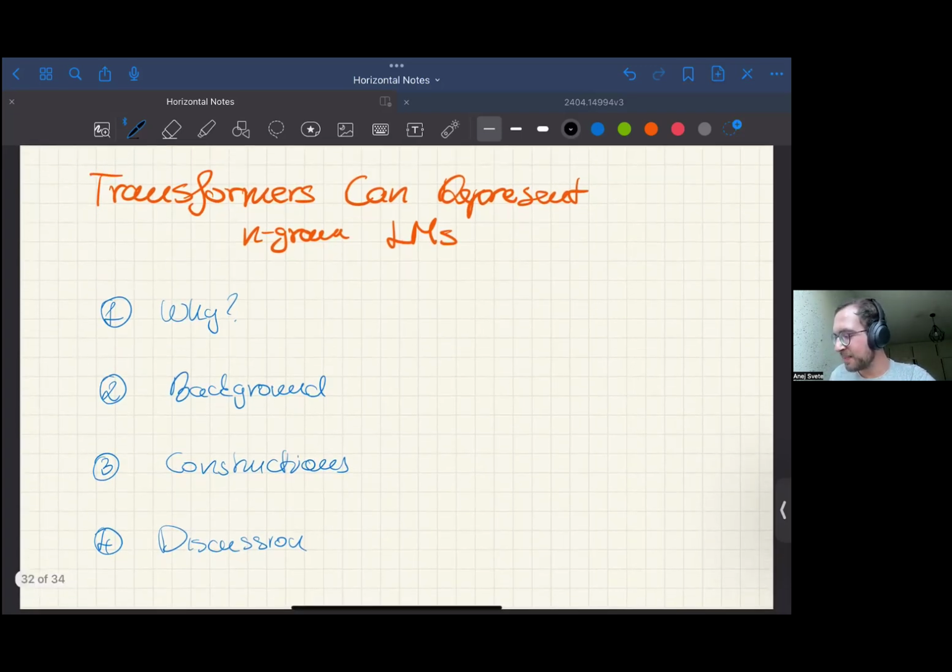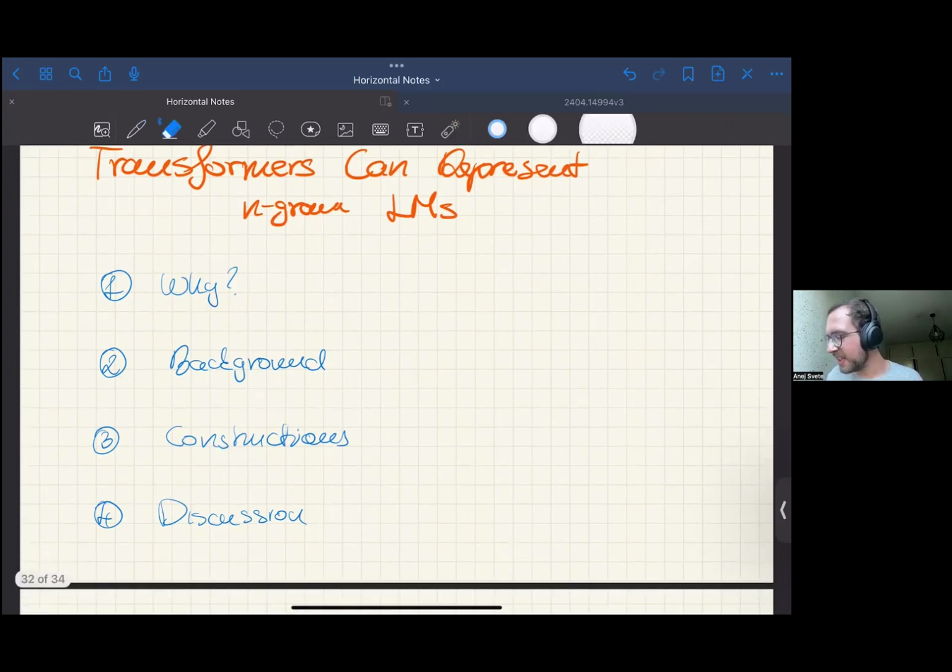Throughout my PhD, ever since I started with Ryan, a few people in the lab have been asking similar questions, either about RNNs or transformers: not just what kinds of formal languages, what kinds of automata these neural models can implement, but also what kinds of probability distributions they can do.